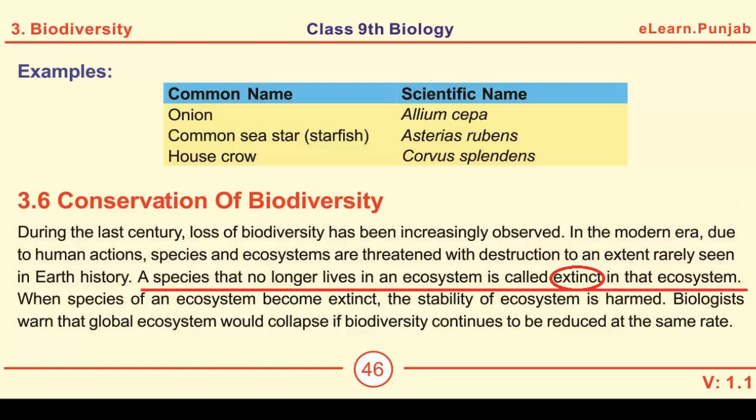There are MCQs on this page. The first one is about the scientific name of onion. The other is about the scientific name of starfish. And the third one is about the scientific name of house crow. So these are the 3 MCQs, and the last one is from the definition of extinct species.